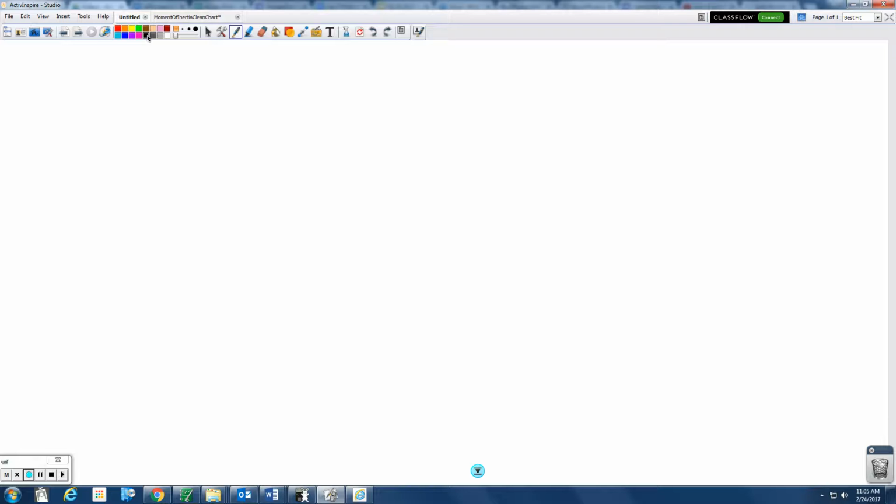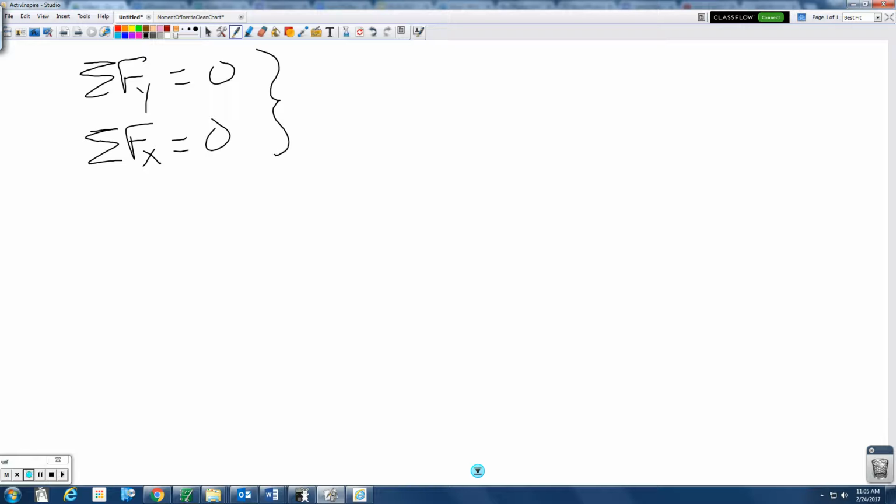In order for that dynamic equilibrium of an object, we need to have the sum of the forces in the y direction and the sum of, that's a sigma, the sum of the forces or the net force in the x direction. These both must be equal to 0. This tells us it's in translational equilibrium and will not accelerate in any direction x or y. Translational equilibrium.